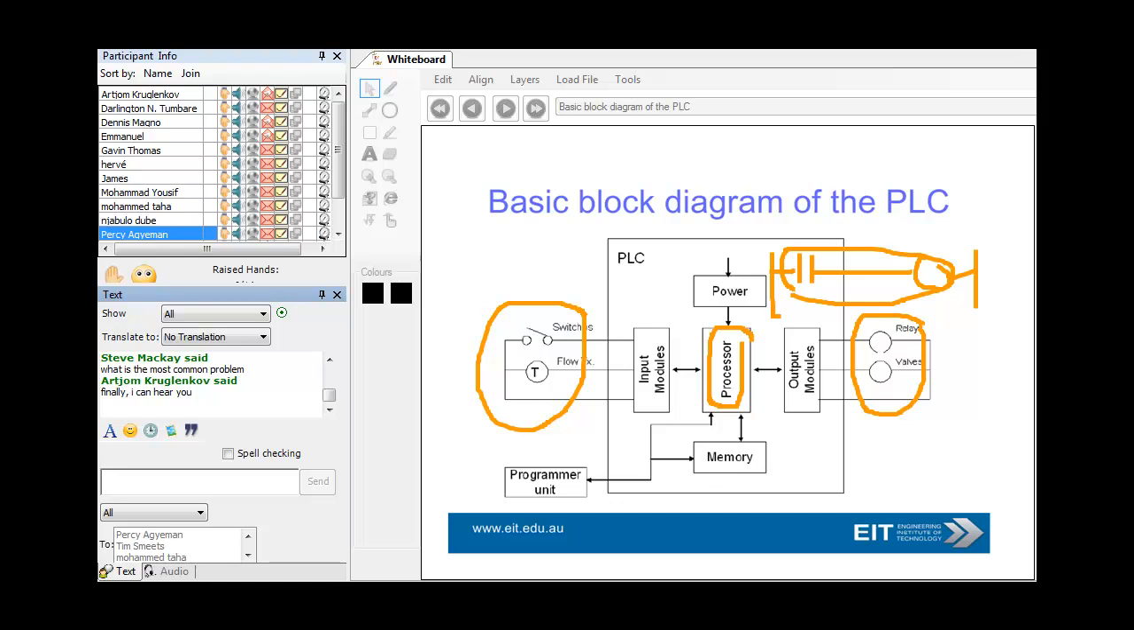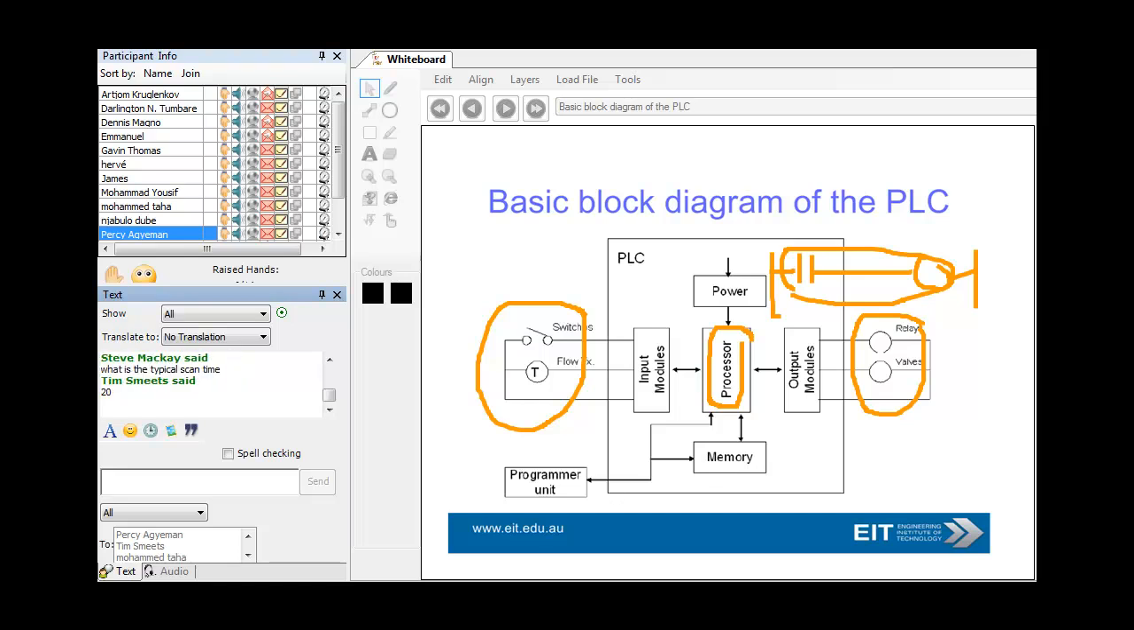And then once you've done the scan, you execute and read the inputs again. Now the question for you guys is, can anyone tell me typically what a scan is in milliseconds? What's a typical scan time? What is the typical scan time?